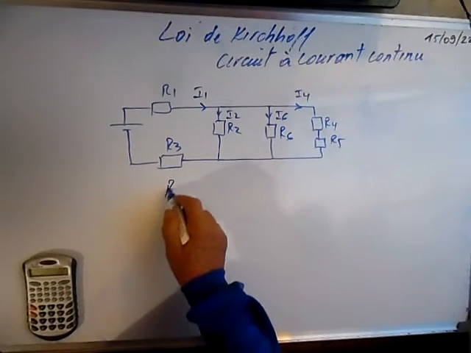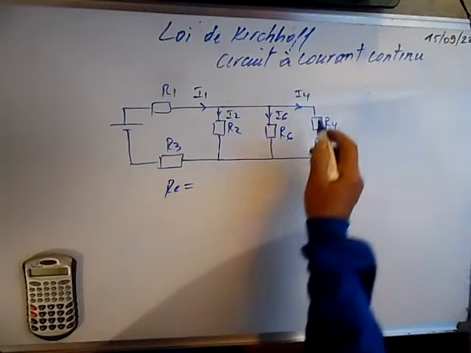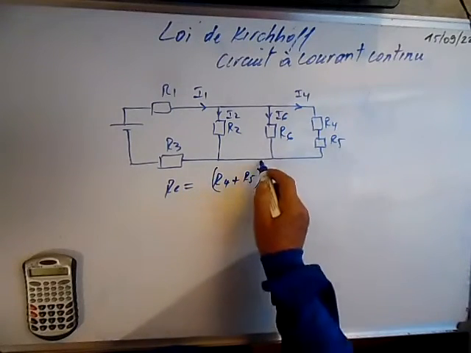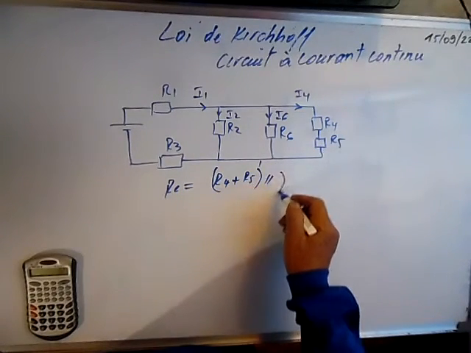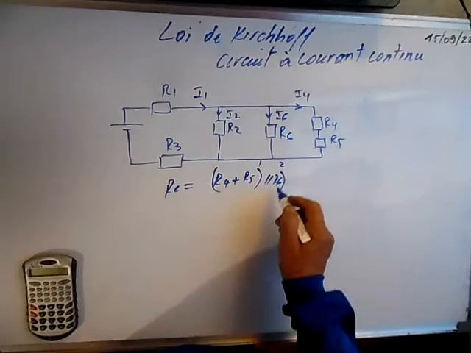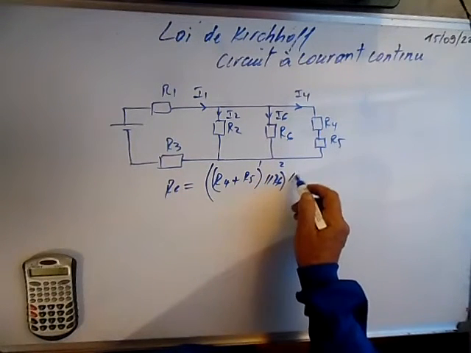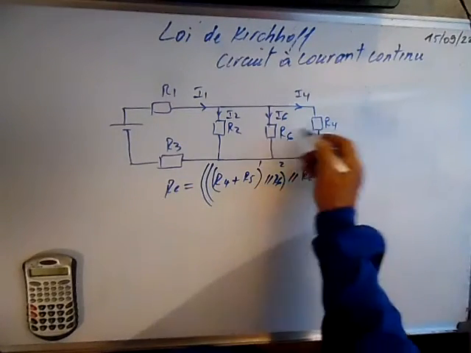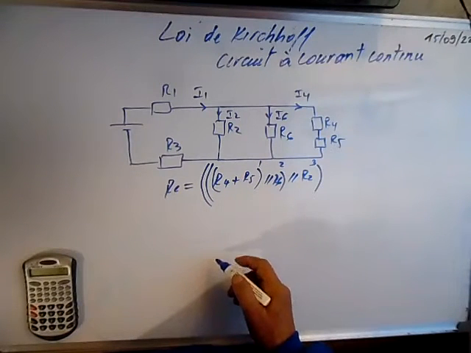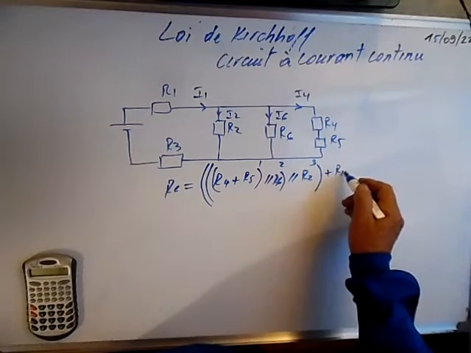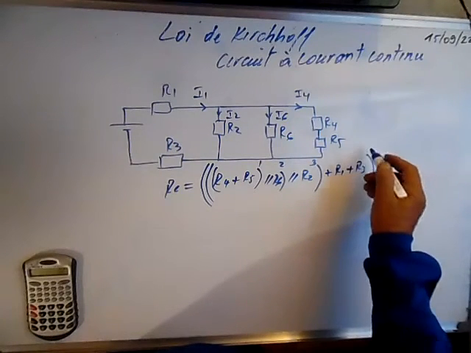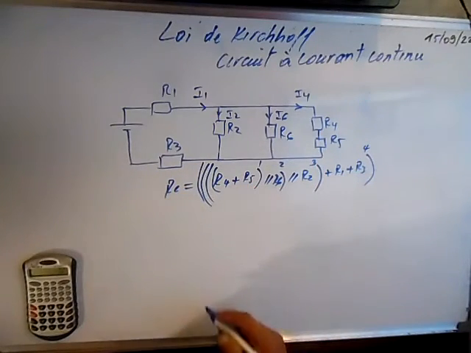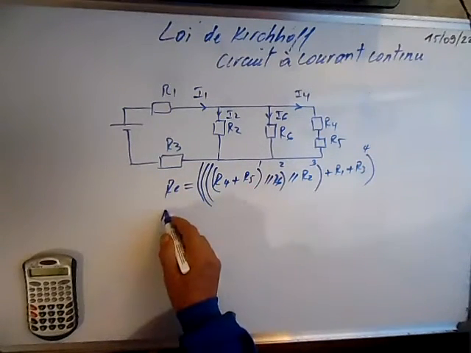What I can say is that for the equivalent resistance, the first step is that R4 and R5 are in series. They are later in parallel with R6. Third step, R2 is in parallel with these 3, and we add R1 and R3 to calculate the equivalent resistance, and this is the fourth step. Let's call this one R1 prime.